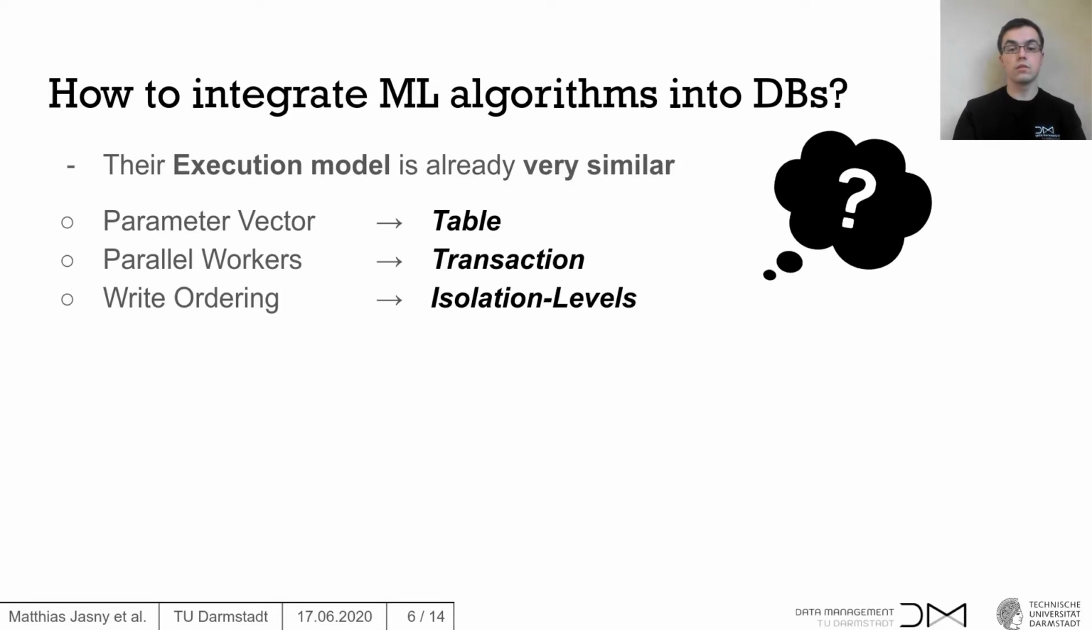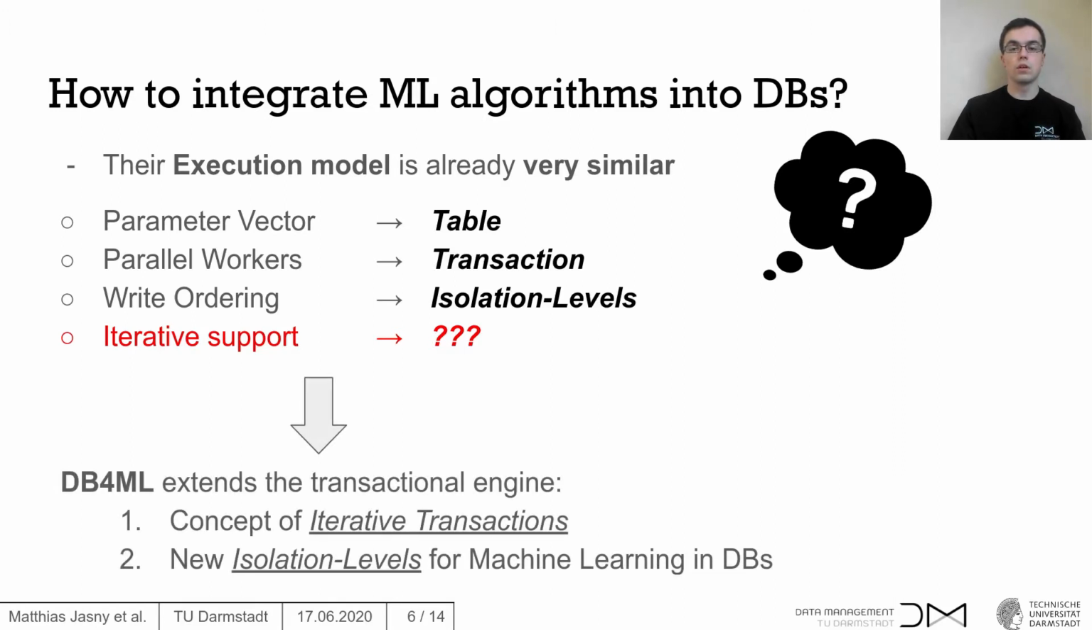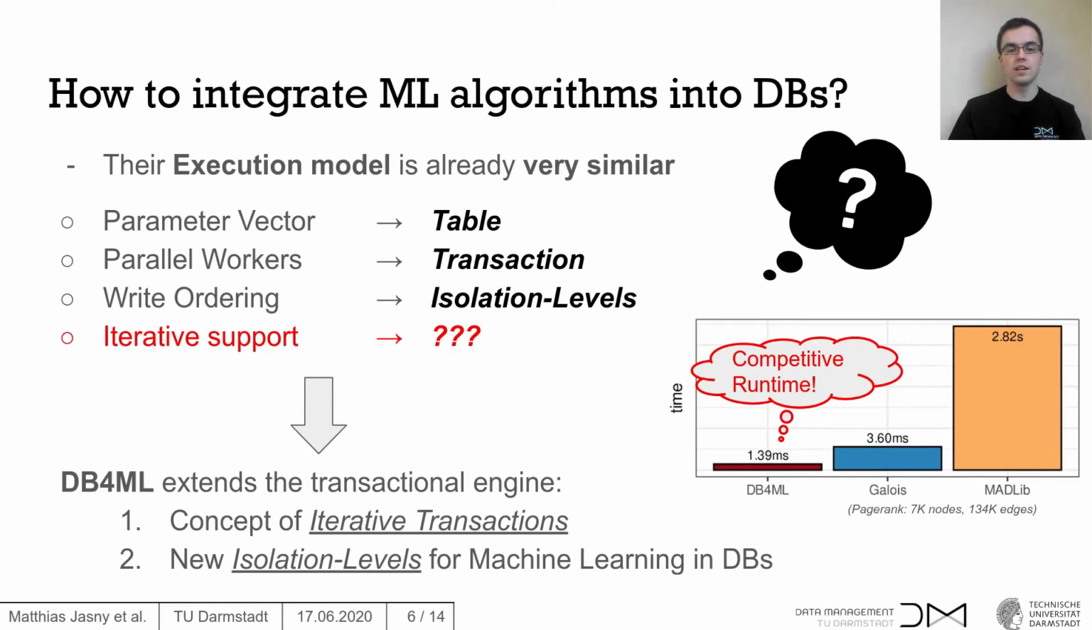What is still missing is the iterative support to execute transactions several times in a row. For that, we introduce in DB4ML transactions with iterative support, so-called iterative transactions, to the database kernel and expand the isolation level guarantees to support ML algorithms. What performance benefit this model achieves, you can see on the right hand side. This gives a glimpse of the experimental results where we compared DB4ML with Galois and Madlib. More on that later.